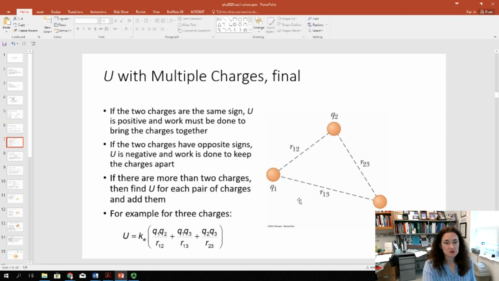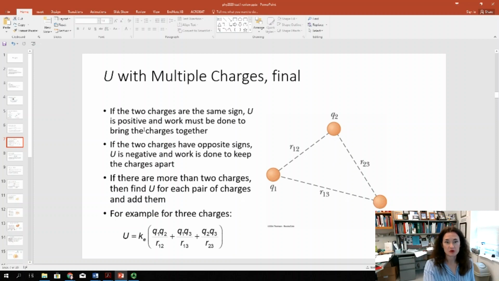Now, if you have multiple point charges, yet again it obeys superposition, and you would sum up the potential energy for all the pairs of charges. So here, for the system of these 3 charges, you would have to find the potential energy between charge 1 and charge 2, between charge 1 and charge 3, and between charge 2 and charge 3 to find the potential energy of the system.